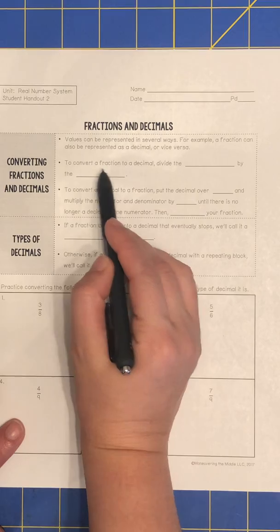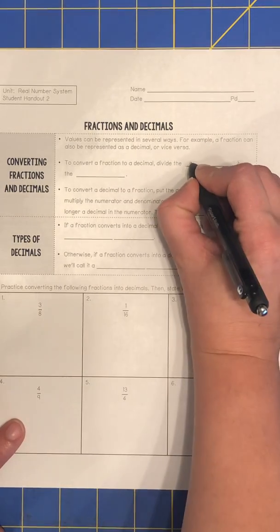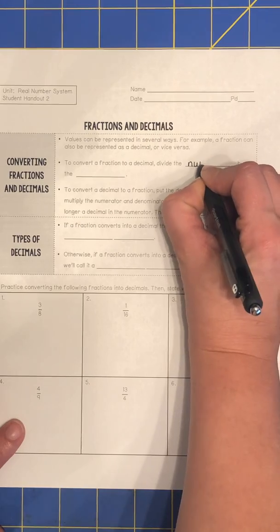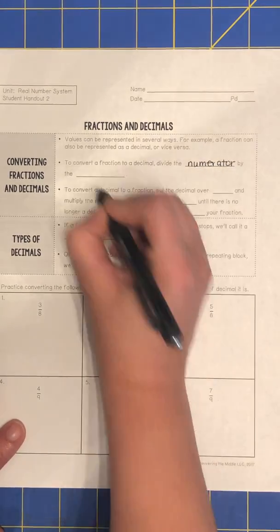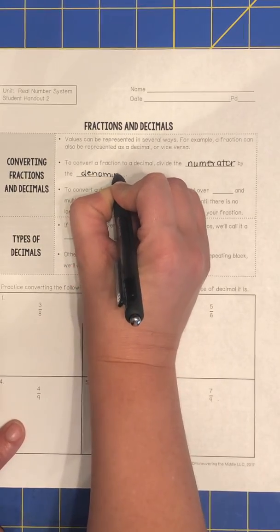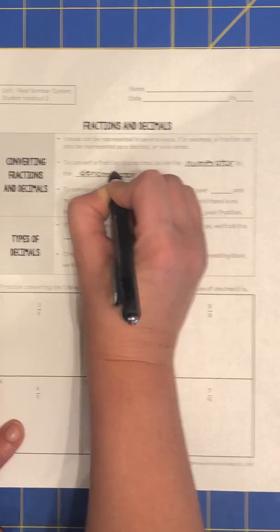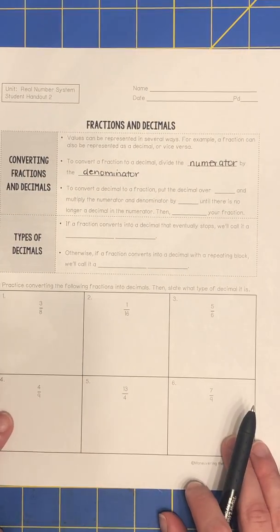So in order to convert a fraction into a decimal, I'm going to divide the numerator, so the top number in our fraction, the numerator, by the denominator. So I'm going to take the numerator, the top number, and divide it by the denominator.